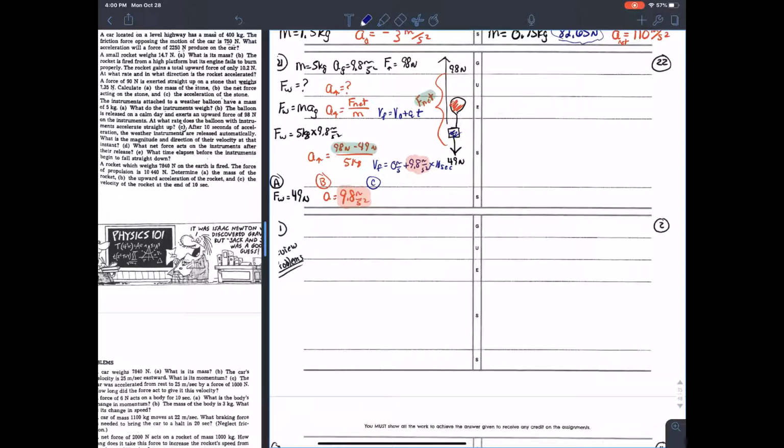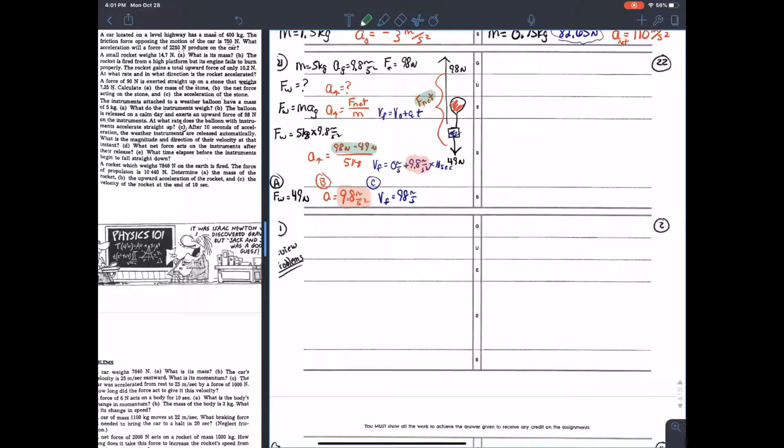Okay, so our final velocity after 10 seconds of this thing accelerating upwards at a rate of 9.8 meters per second squared would be 98 meters per second. And it makes sense that for every single second you're gaining a velocity of 9.8 meters per second greater. If it's going for 10 seconds, it's going to be 98 meters per second.